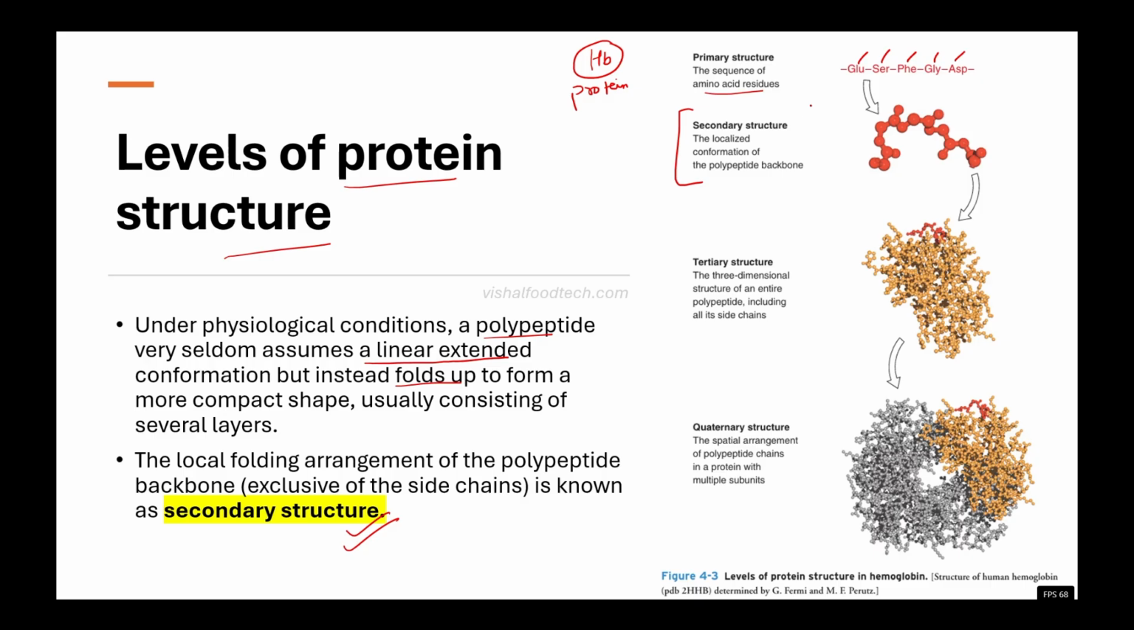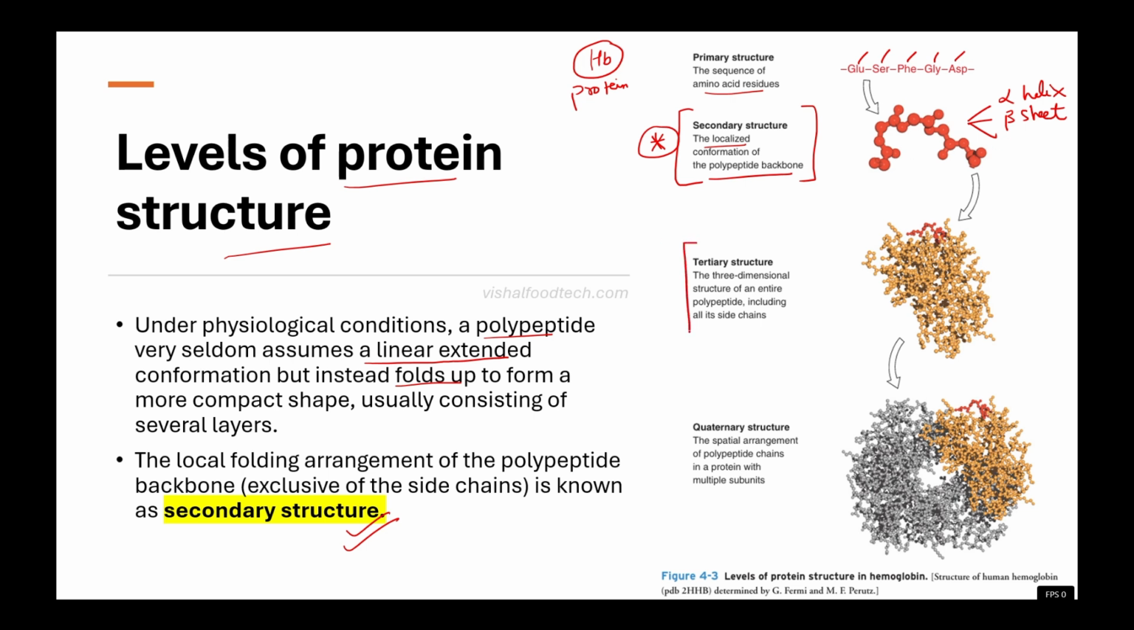Now this is the secondary structure that we are mostly focused on, to estimate the secondary structure using FTIR data. This secondary structure is the localized conformation of the polypeptide backbone and it looks like this, and it has different representations like alpha helix and beta sheet that we will discuss in the next slides.